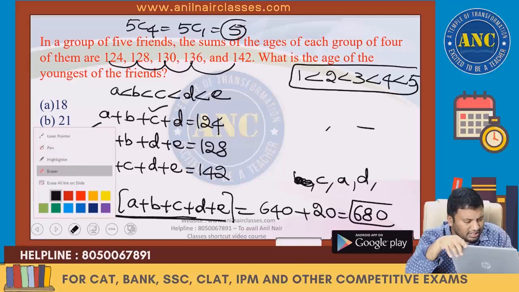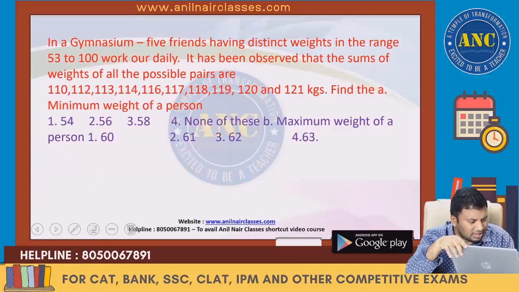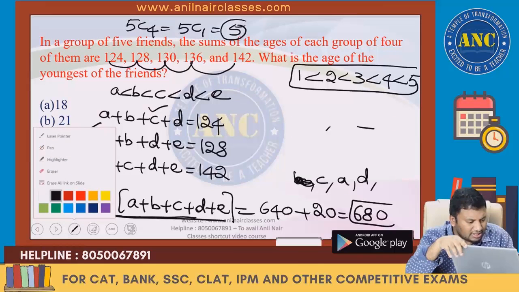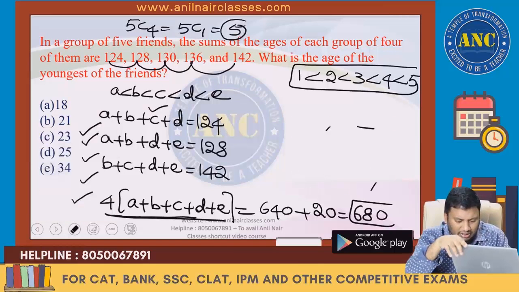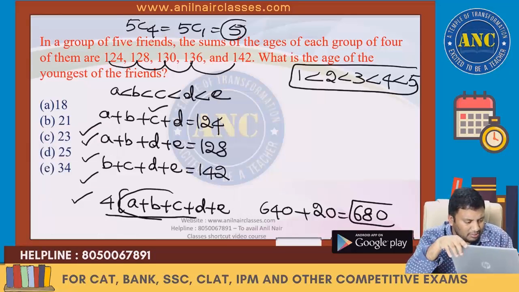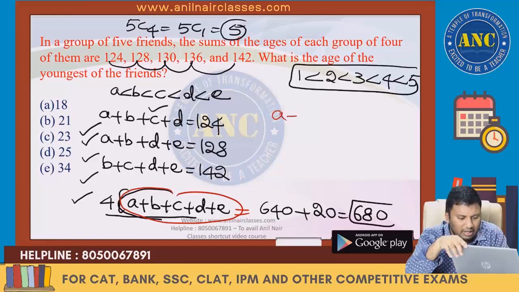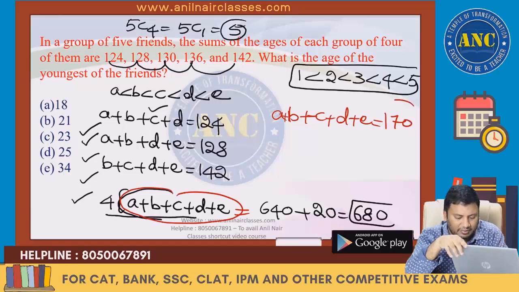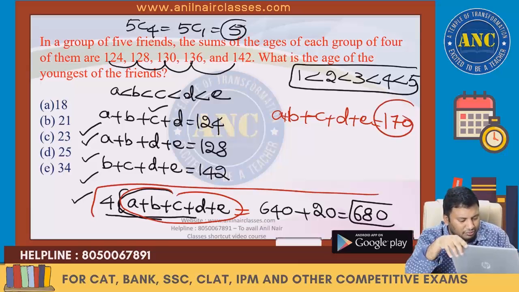So I hope it is clear to you. This is exactly why the traditional method is not the best method. A with B, A with C, A with D, A with E. So A plus B plus C plus D plus E, this value we got. What is this value? This is nothing but 170. I hope it is clear why it is 4 into.